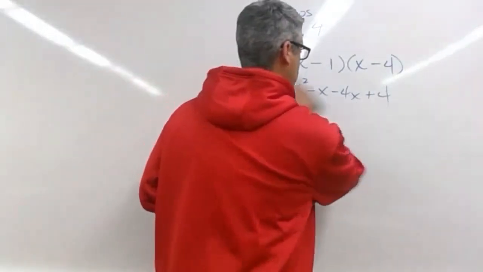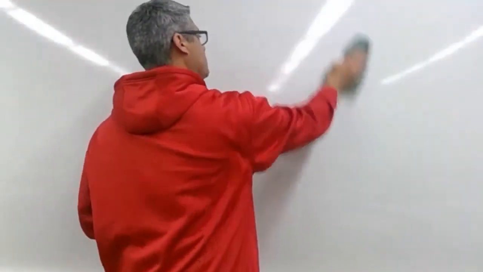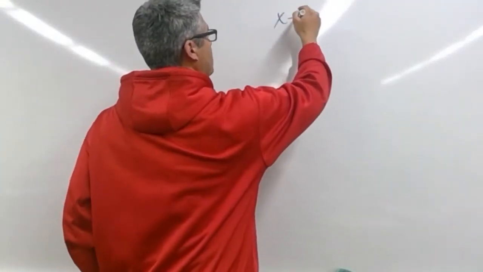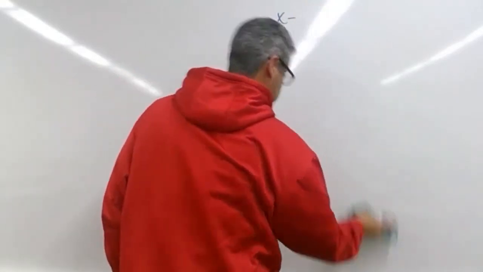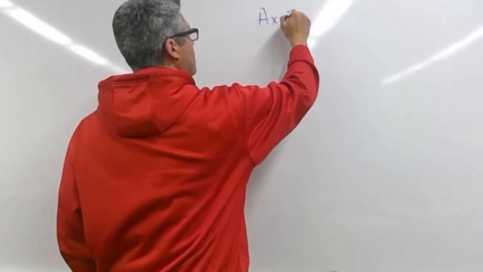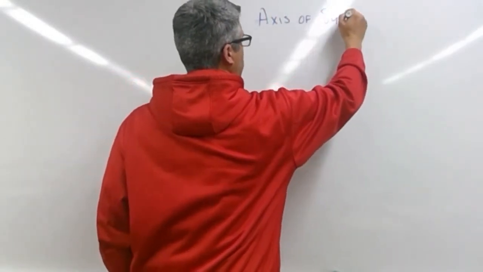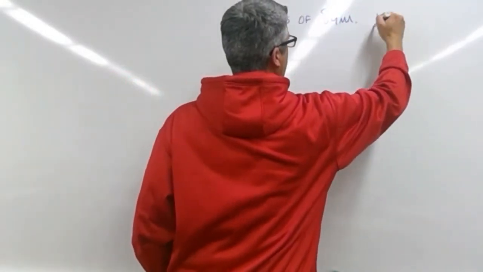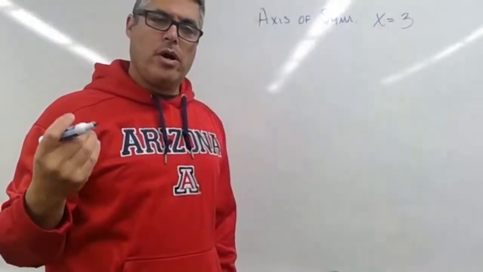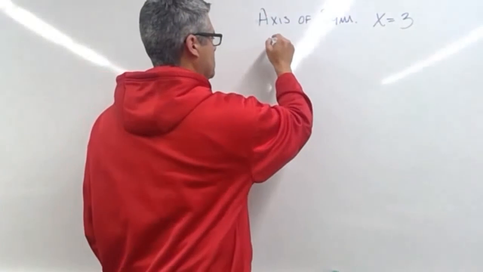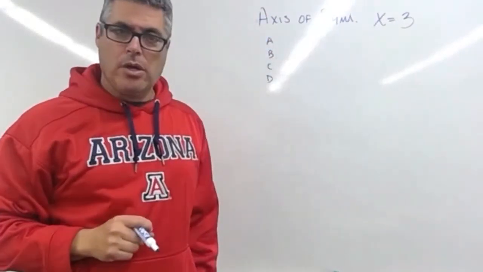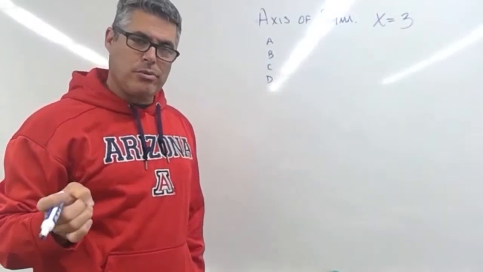So we have first one the vertex, this one the zeros. What if they just tell you the x-intercept? Well, that's not completely different. I'm sorry, not the x-intercept, the axis of symmetry. If they tell you the axis of symmetry is at x equals 3, they're going to give you 4 choices and say which one has an axis of symmetry at x equals 3.